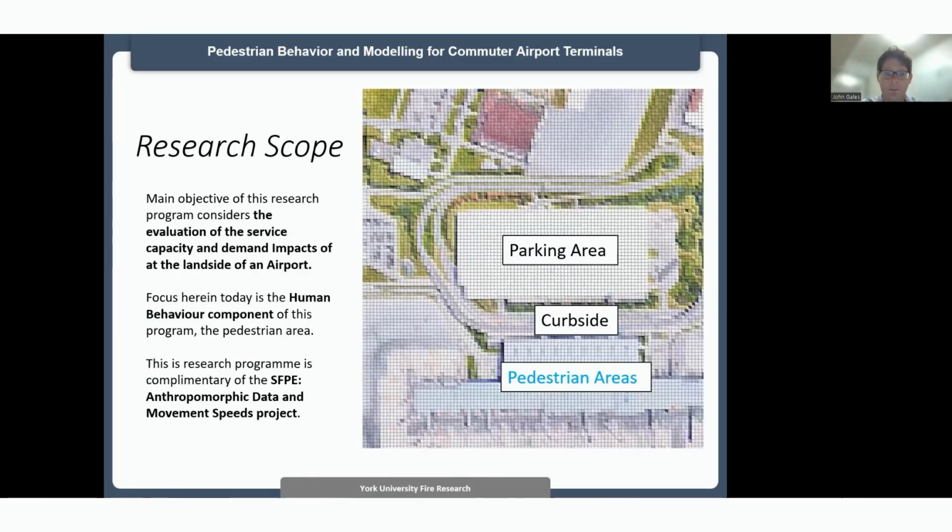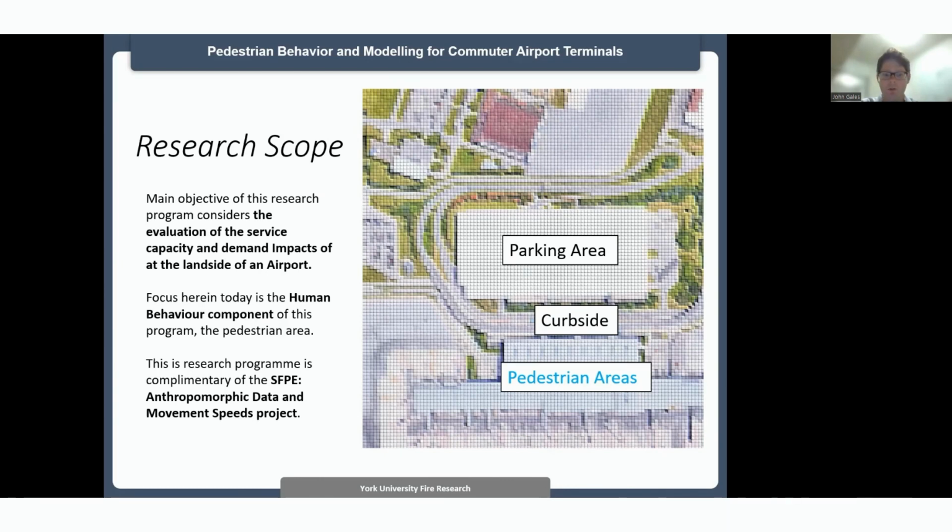So, as briefly mentioned, this is actually part of a larger research program that we're undertaking about airports in general. And what I'm showing today is really only one subcomponent, which involves the human behavior element to the project, explicitly the pedestrian movement aspect. Our overarching study is looking at the airport as a whole, which, as you can understand, is a very large undertaking. Hence, this project has been in development for quite some time, and this is the first time that we're sharing at least part of what we've been up to the last 3 or 4 years.